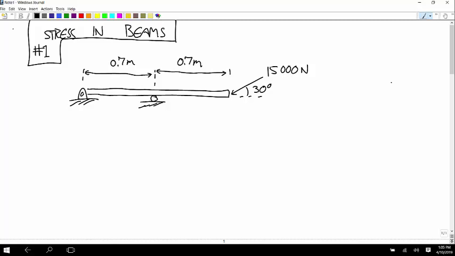Circular cross section with a radius of 0.02 meters. And you have to calculate the internal loads and then calculate the stress tensors, except we can't do the whole stress tensor yet. We can only do the normal stresses, and the only normal stress is the X normal stress.